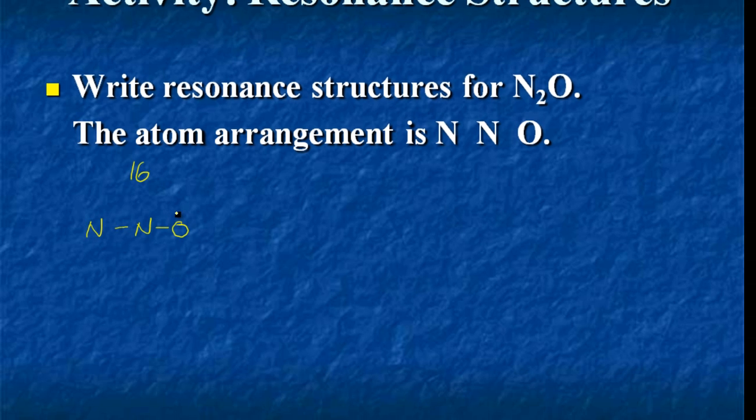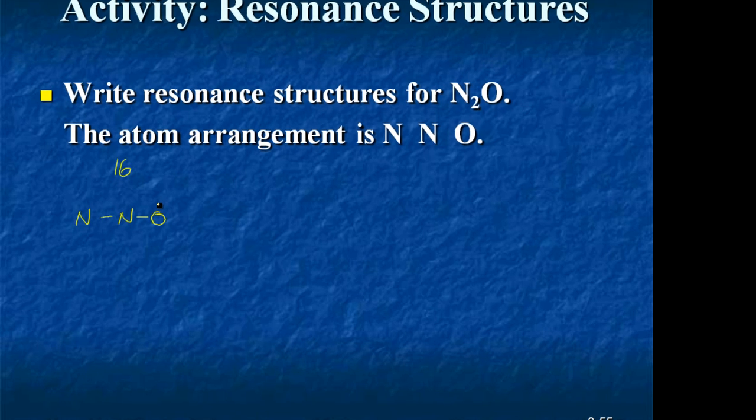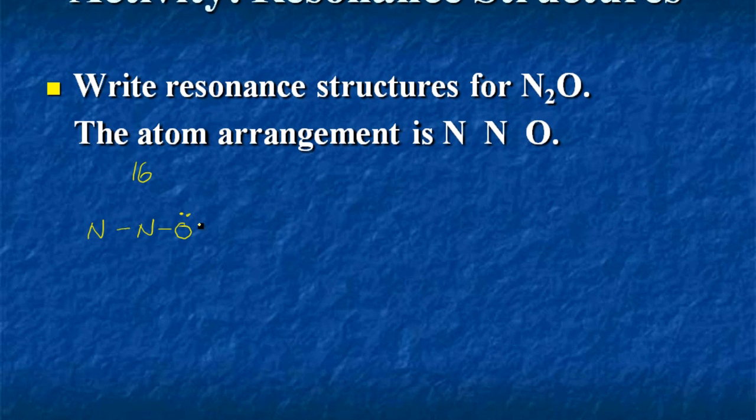How do we arrange them satisfying everyone's octet? Well, we will go by procedure. We will start with the outermost ones. So oxygen can take 6 more. So we have another 6 which we will put right here. But of course that doesn't follow the octet rule, as the middle nitrogen is not happy.